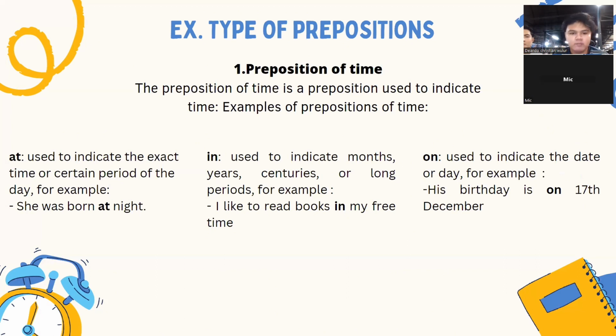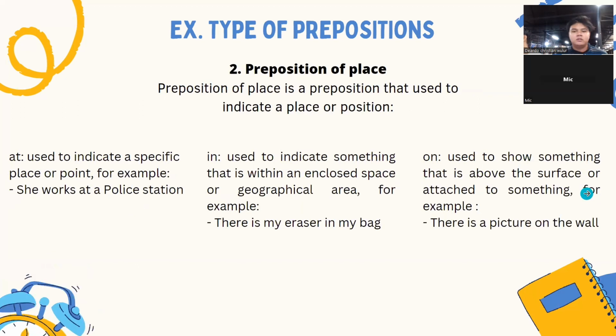One is preposition of time. The preposition of time is a preposition used to indicate time. An example is at, used to indicate the exact time or a certain period of the day. For example, she was born at night. In is used to indicate months, years, centuries, or long periods. For example, I like to read in my free time. On is used to indicate the date or the day. For example, his birthday is on 17 December.